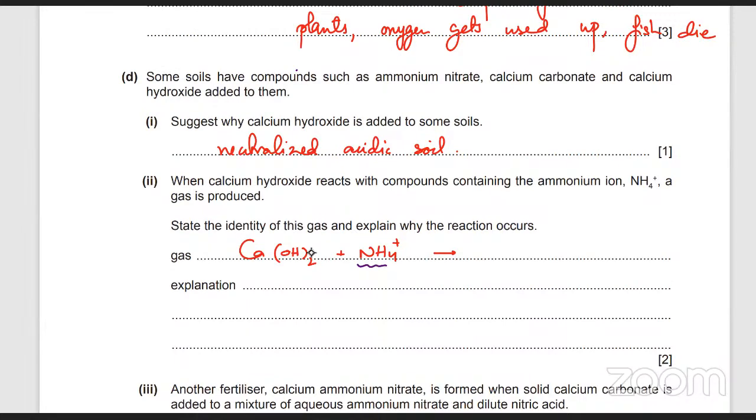This acts as an acid, and this one over here acts as a base. The OH is the one that accepts an H+, forms water. The ammonium is the one that loses an H+, forms ammonia. Whatever ions are left will form your salt. So the explanation is that ammonium ions are acidic and calcium hydroxide acts as a base and accepts H+ ions.